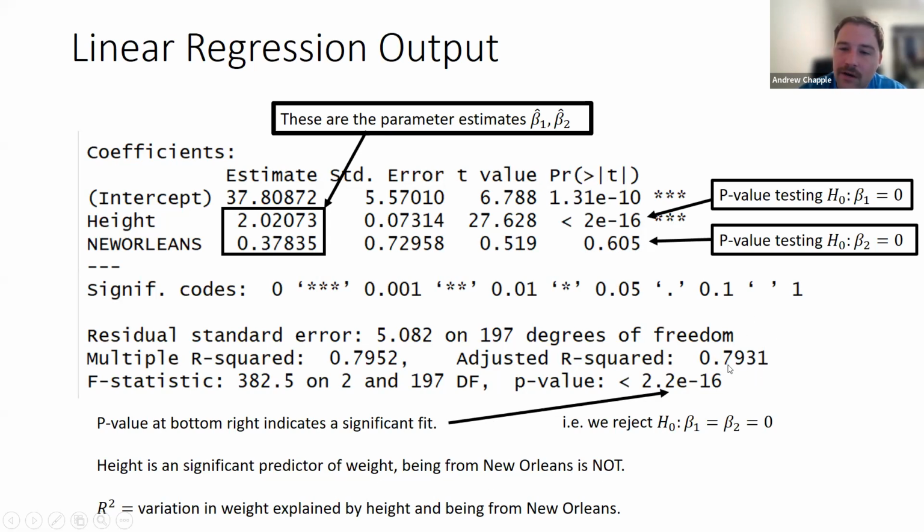This R squared here, this is kind of like a squared correlation. So correlation ranges from -1 to 1. You square that value. It's more like a multiple kind of correlation. It's the variation in your weight explained by height and being from New Orleans. So a bigger R squared means that the variables you're including in your model better explain how the data is varying.